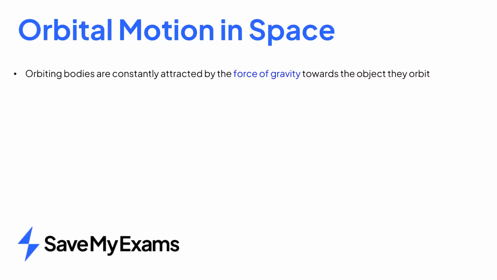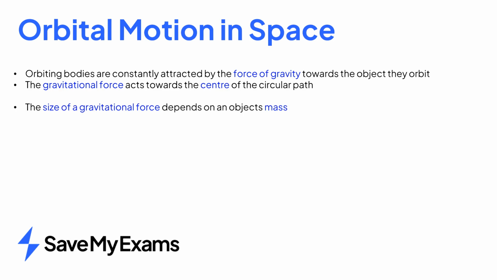In summary, gravitational attraction is responsible for orbital motion. The gravitational force always acts towards the centre of the circular path, from the smaller mass to the larger mass. The size of a gravitational force depends on an object's mass. The greater the mass, the greater the gravitational force it produces.